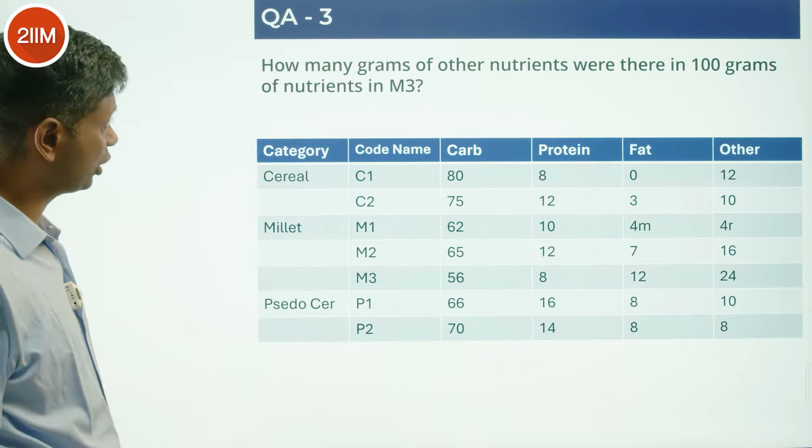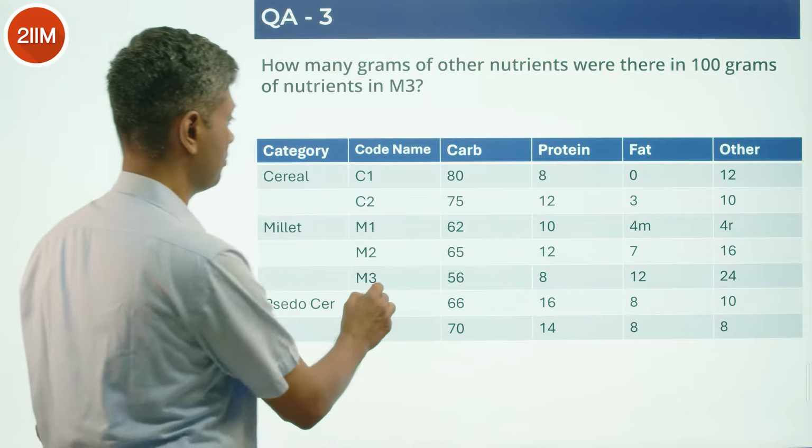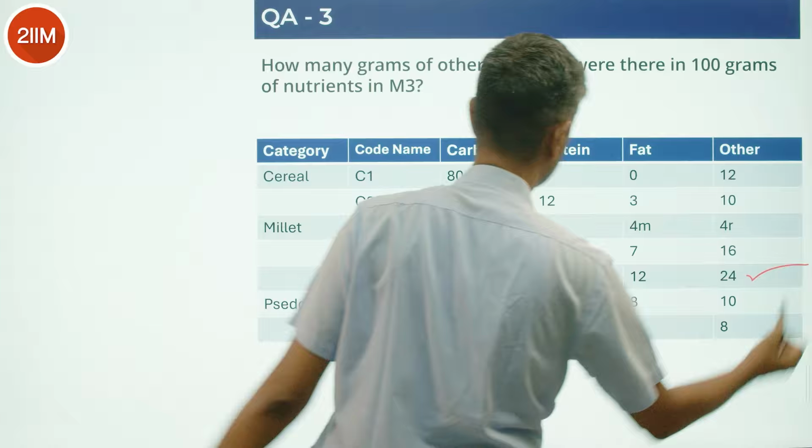How many grams of other nutrients were there in 100 grams of M3? M3 other nutrients is 24.